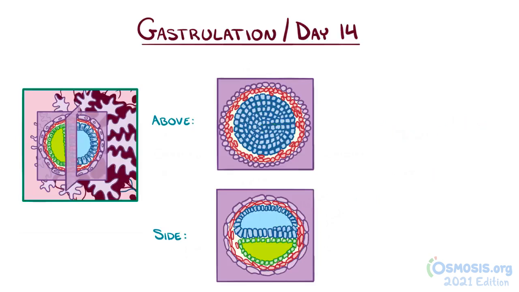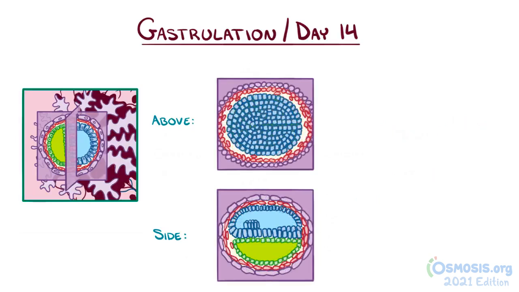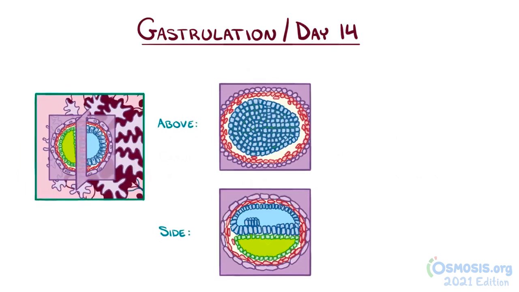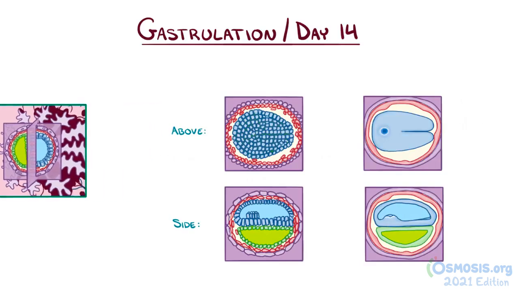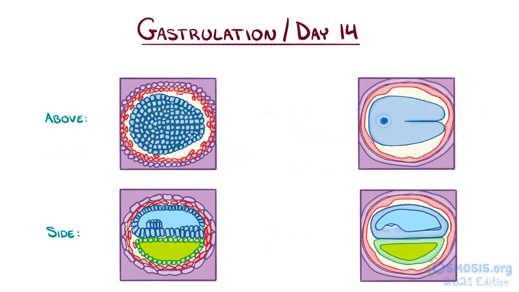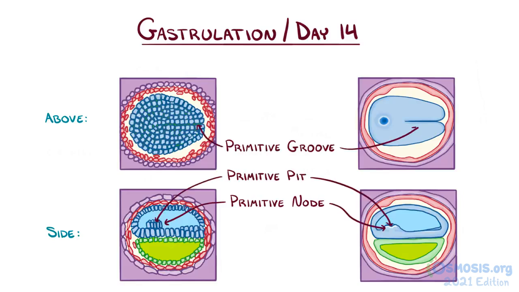The round bilaminar disc also elongates, and starts to resemble a guitar pick, narrow at the caudal end and wide at the cranial end. Now let's zoom out a bit, so we can see what this looks like as a tissue instead of individual cells, and we can compare them side by side. At the cranial end of the primitive groove, a small mound of tissue develops called the primitive node, and a tiny dimple within it forms the primitive pit. The primitive groove, primitive node, and primitive pit together form the primitive streak.